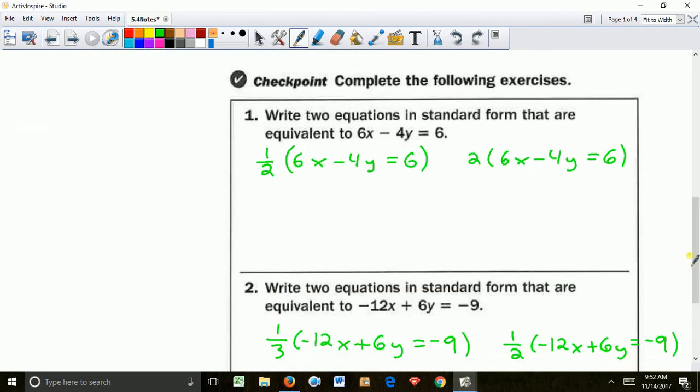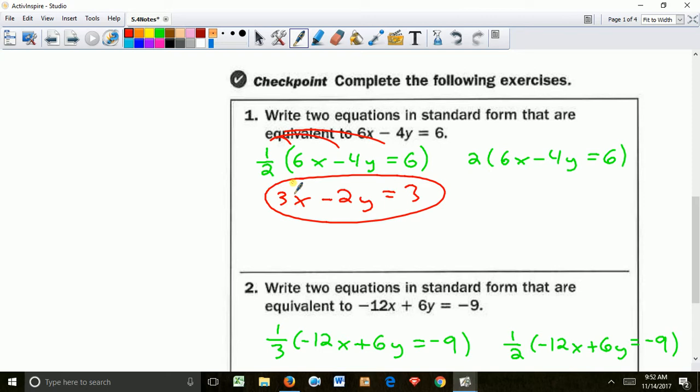Checkpoint is pretty much the same way. They want you to write two equations in standard form that are equivalent to 6x minus 4y is equal to 6. On this one, you can multiply everything by a half. Make sure you do this on both sides. Half of 6x is 3x. Half of negative 4y is negative 2y. And then half of 6 is 3. So there's one equation right there. For the other one, you can multiply everything by 2 and get 12x minus 8y is equal to 12.